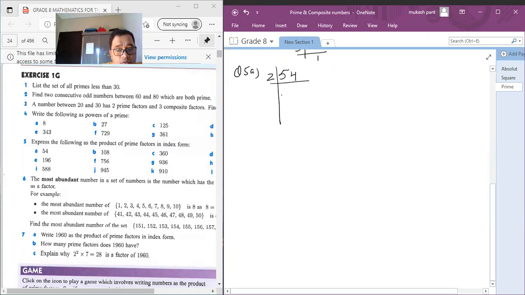Okay. So we have to write this in index form. I will tell you what index form is. I mean, simply it's product form. So for 54, 2 divides 54 to give 27, then 3 divides 27 to give 9, then 3 divides 9 to give 3, then 3 divides 3 one time. So this 54 you can write as 2 times 3 to the power 3.